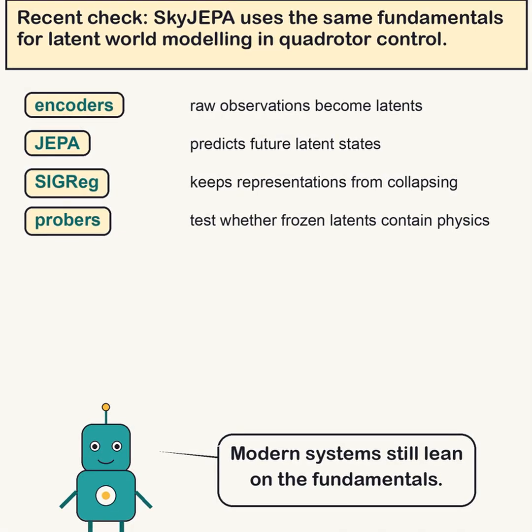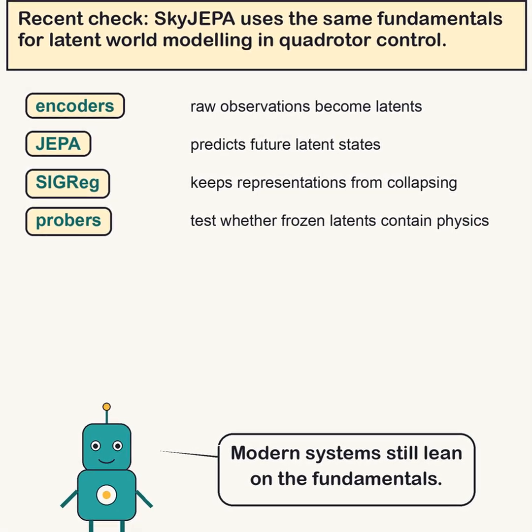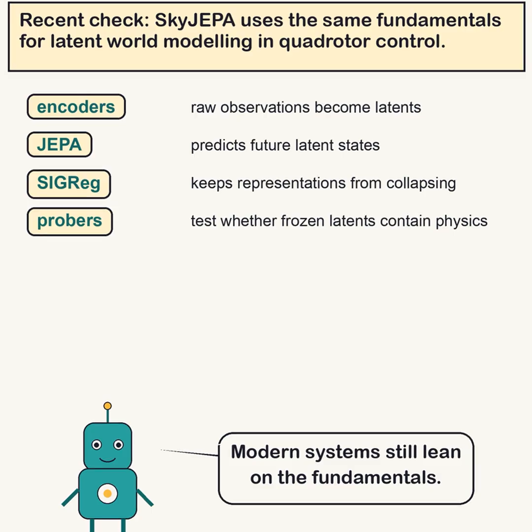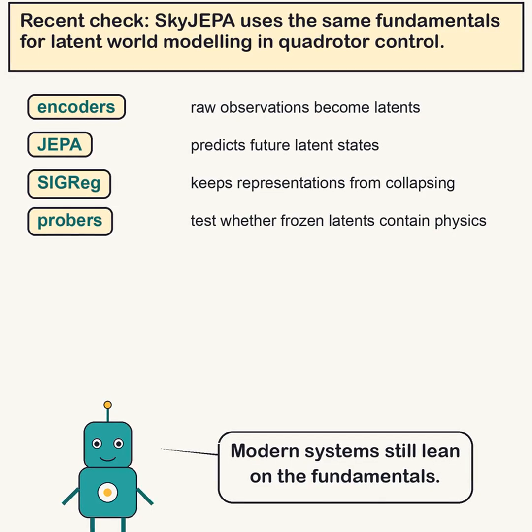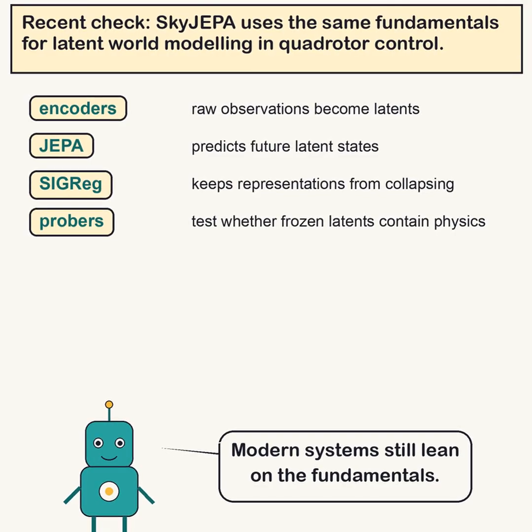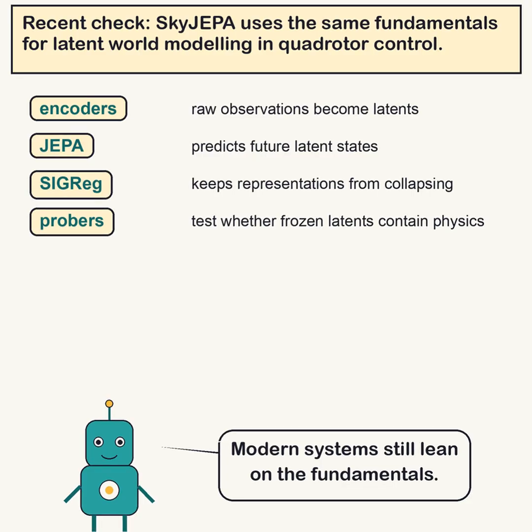SkyJIPA is a recent example of the same fundamentals. Encoders map raw observations to latents. JEPA predicts future latent states. SIGReg keeps representations from collapsing. Probers test whether frozen latents contain physical quantities such as velocity and attitude.